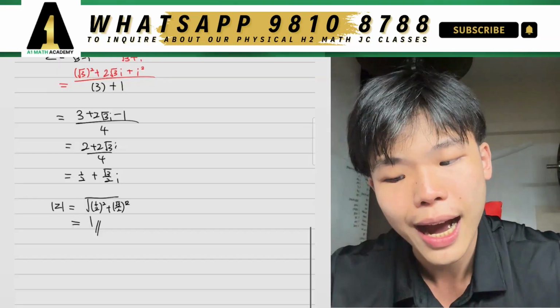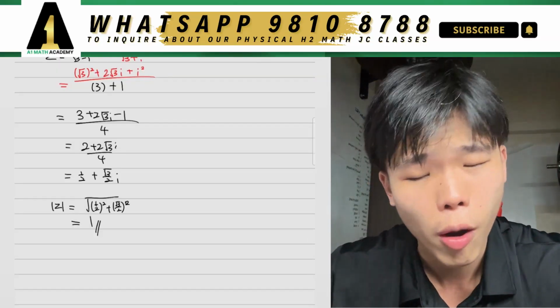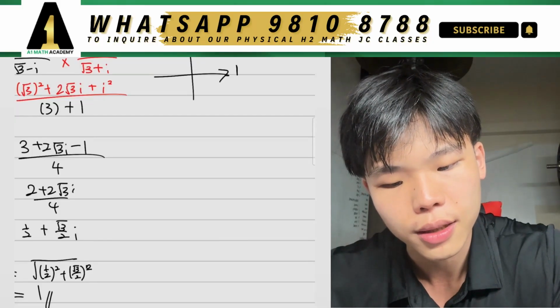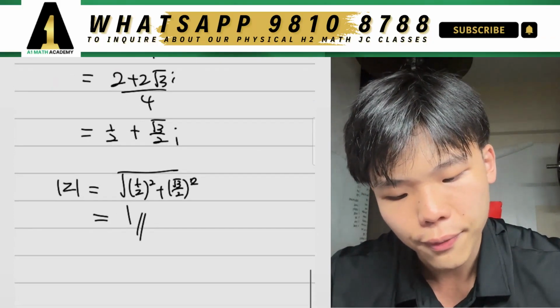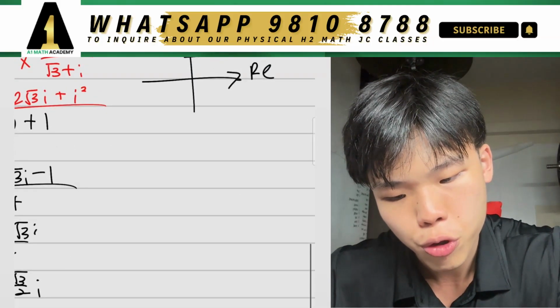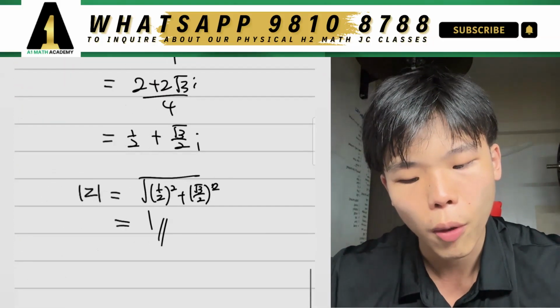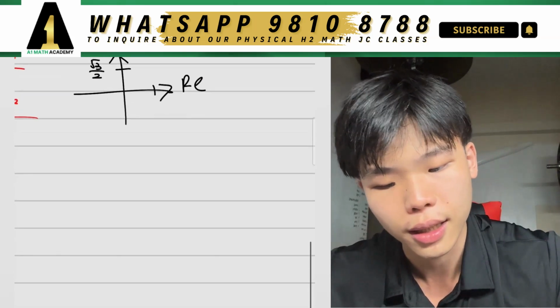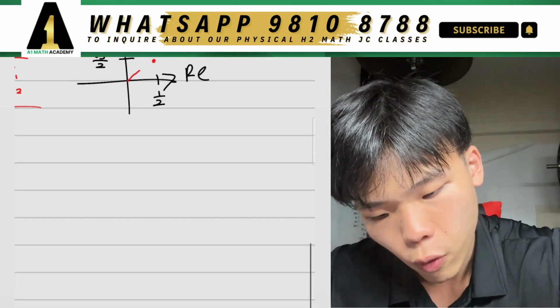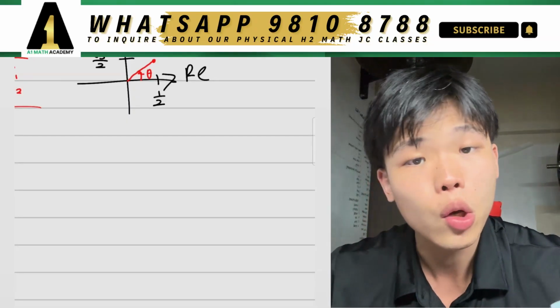Now for the next portion, the argument of z. How do we find the argument of a complex number? We will always need to draw the Argand diagram. So imaginary is here and the real axis is here. Given that the coefficient of the imaginary is positive, it's somewhere here, root 3 over 2. And for the real component, it's half, so it's again along the positive x-axis. So the number is somewhere over here, and this theta will be my argument.